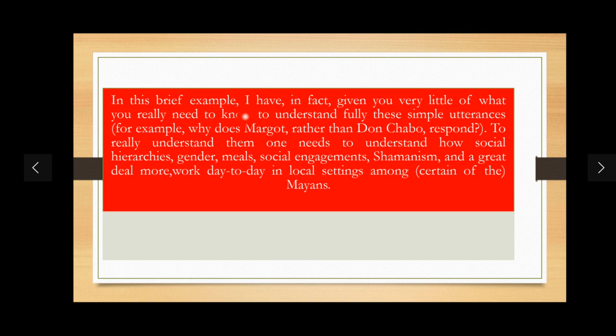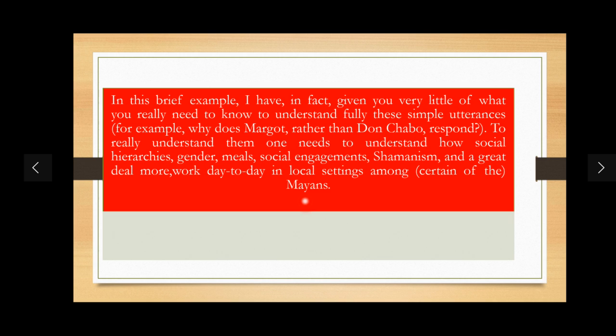In this brief example, I have in fact given you very little of what you really need to understand fully these simple utterances. For example, why does Margaret rather than Don Chebu respond? Why doesn't Don Chebu respond himself? And instead of Don Chebu, his daughter-in-law Margaret responds. Now, to really understand them, one needs to understand how social hierarchies, gender, meals, social engagement, shamanism, and a great deal more work day to day in the local setting among certain of the Mayan.